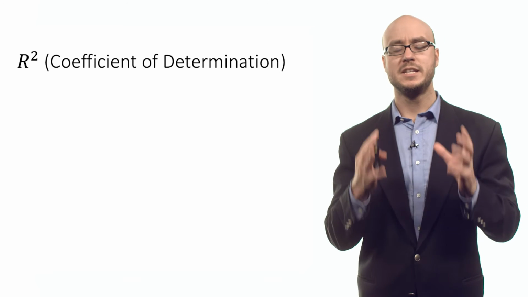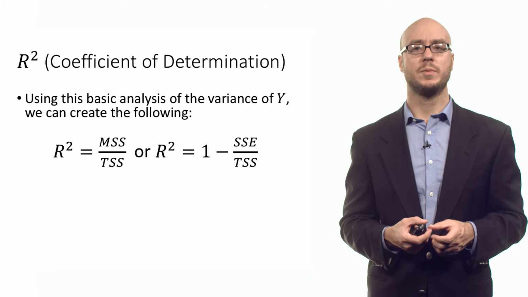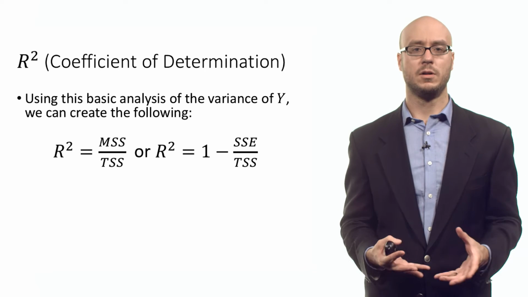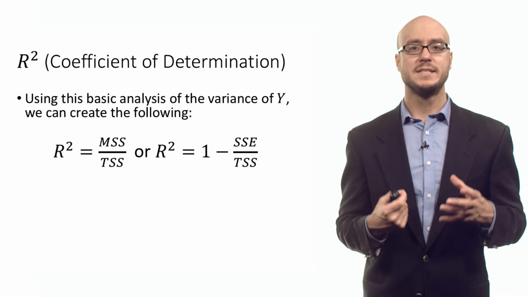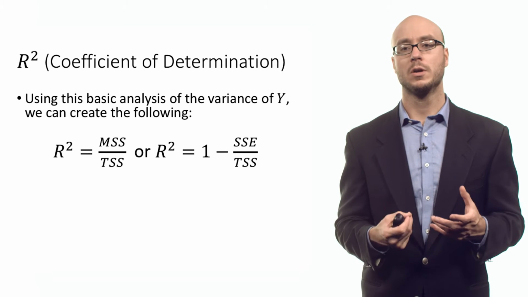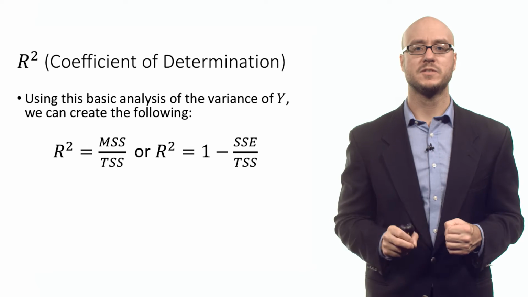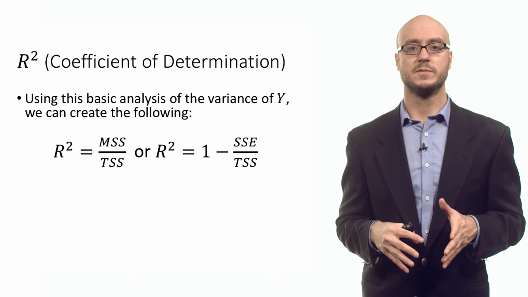And from this decomposition of variation, we can calculate something called the coefficient of determination. This is called r squared. What this does is it tells us the proportion of the variation of the outcome accounted for, or explained, by our model. R squared is simply the model sum of squares divided by the total sum of squares.